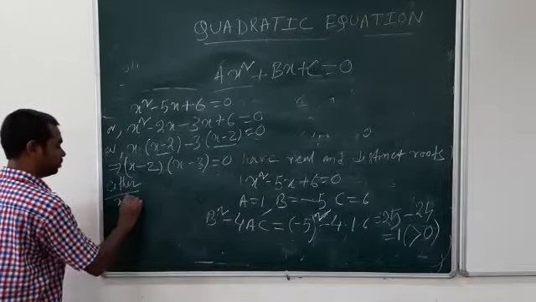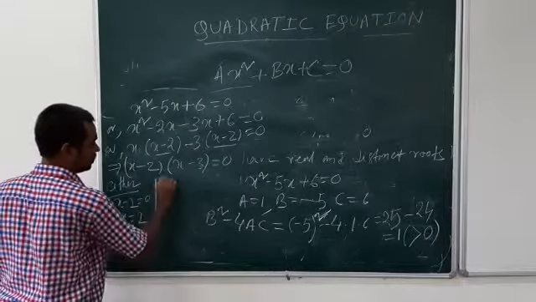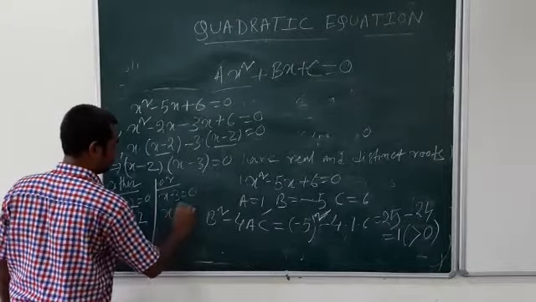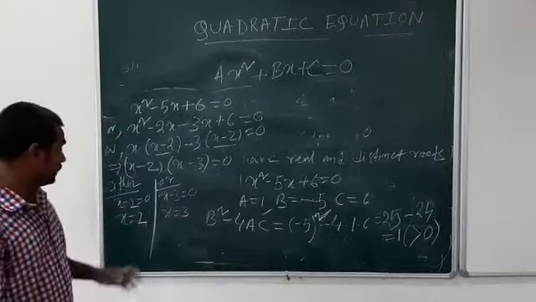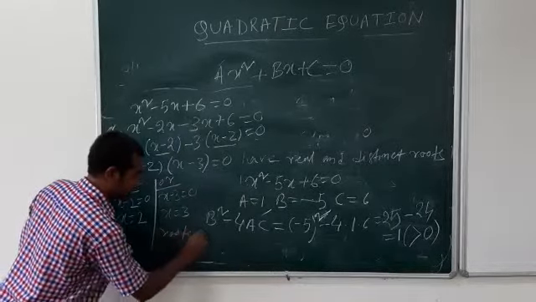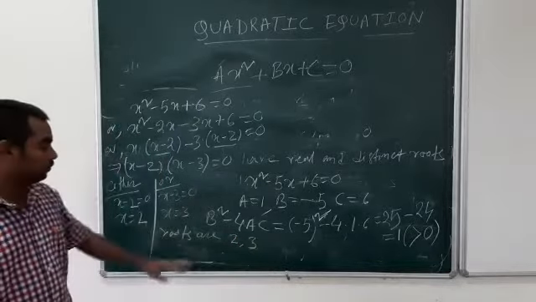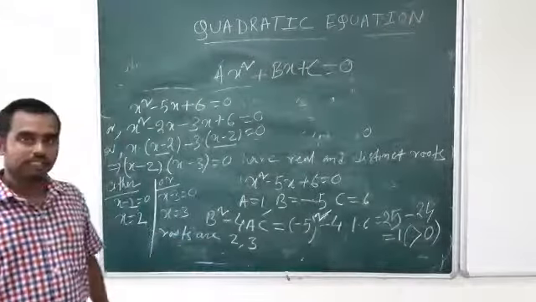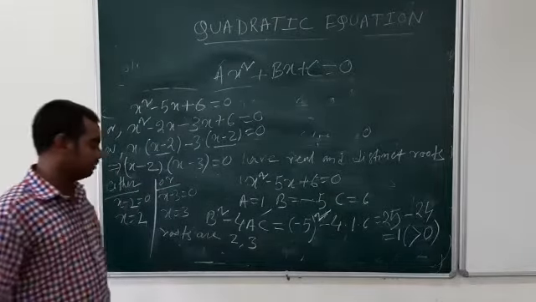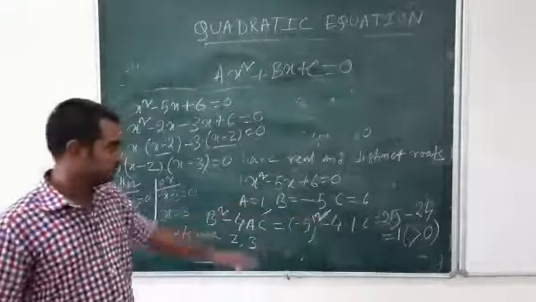Either x minus 2 is equal to 0, we get x equal to 2, or x minus 3 is equal to 0, we get x equal to 3. So here we get two roots. Roots are 2 and 3. So both are real and they are different. Okay? They are different. So it satisfies the formula.